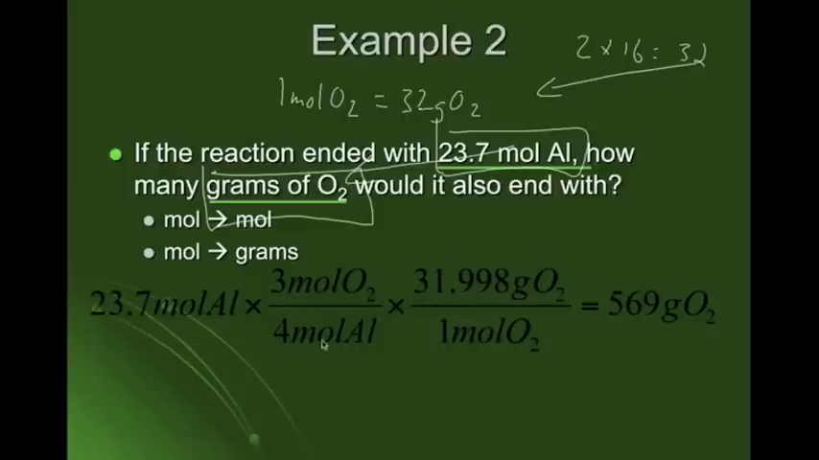This is moles of aluminum, moles of oxygen. And we see that that unit will cancel, and we will be left with just moles of oxygen. And we use our molar mass to get grams of oxygen, and we end up with 569 grams of oxygen. Again, it's just setting up our ratios.